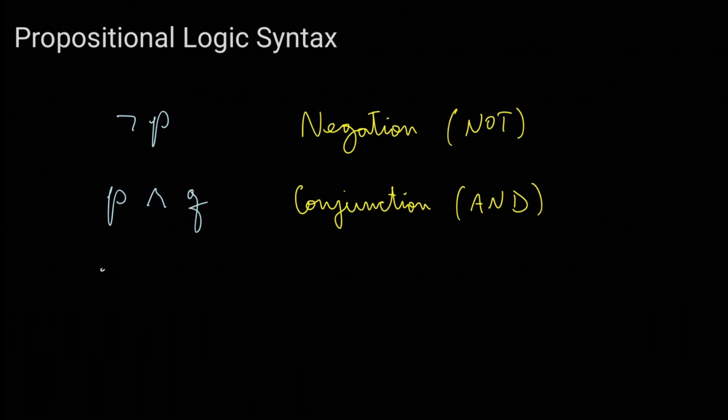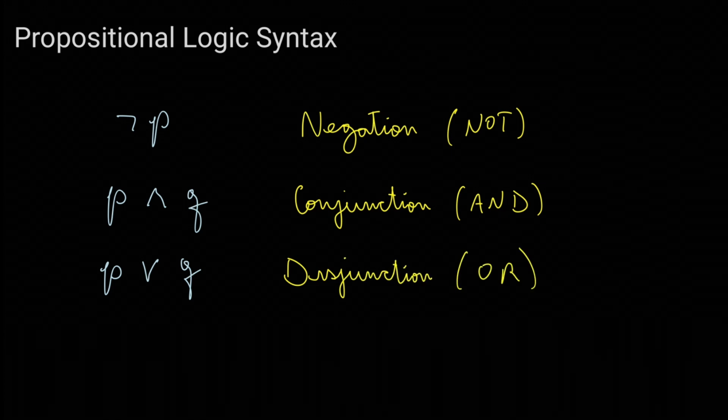Then we have P or Q, which is a disjunction. So this is or. For P or Q to be true, at least one of them has to be true. If both are true, P or Q is true. If one of them is true, it is also true. If both are false, then it's false.